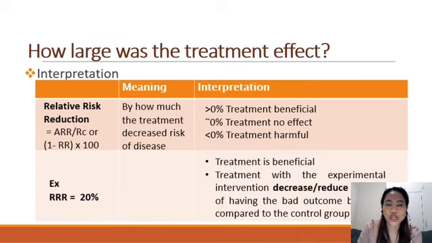Relative risk reduction, or RRR, tells us how much a treatment decreased risk of disease. It is the most useful way of expressing effectiveness. RRR greater than 0 means that the treatment is beneficial. RRR of 0 means the treatment has no effect. And an RRR of less than 0 means the treatment is harmful.